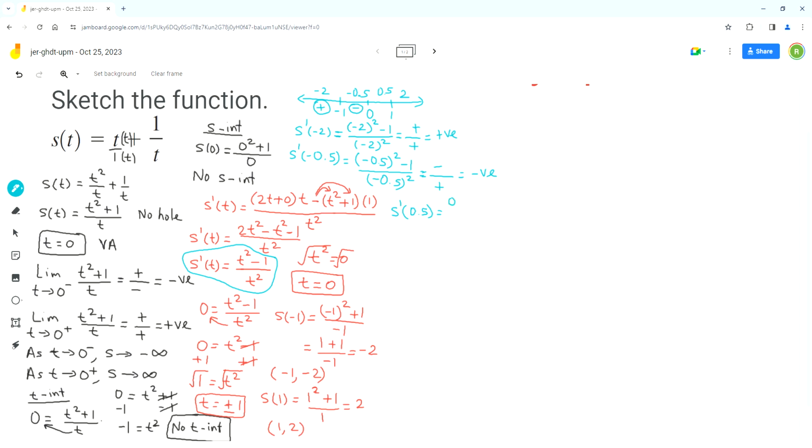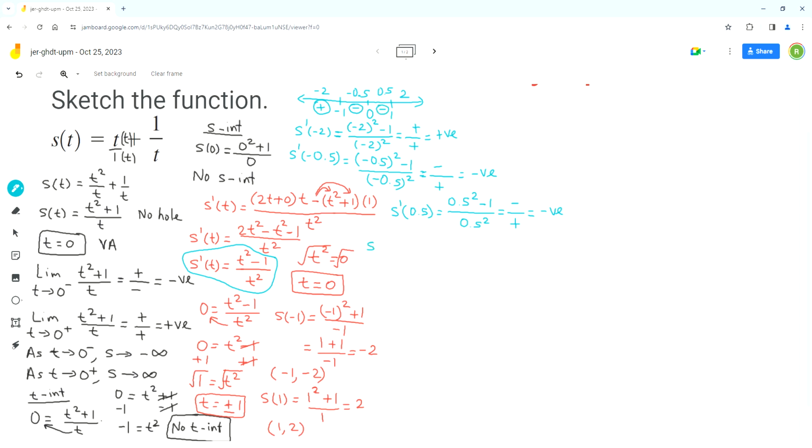So it will be 0.5 squared minus 1 over 0.5 squared. So now we'll get a negative in the numerator and a positive value in the denominator. So the overall value will be negative. That means the function is decreasing between 0 and 1.